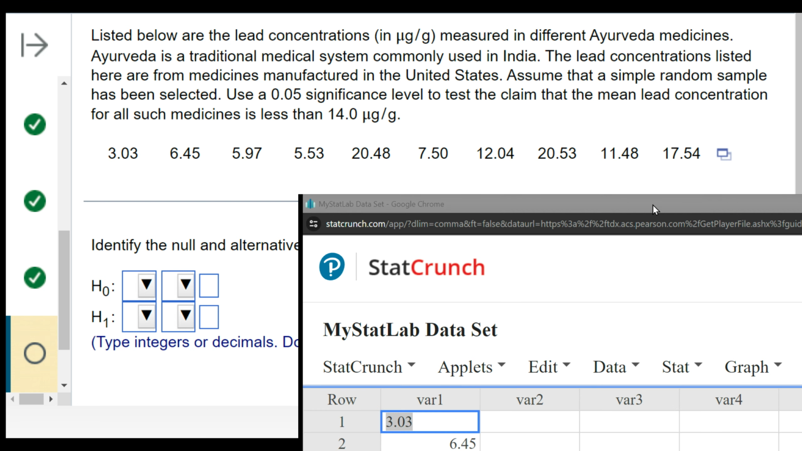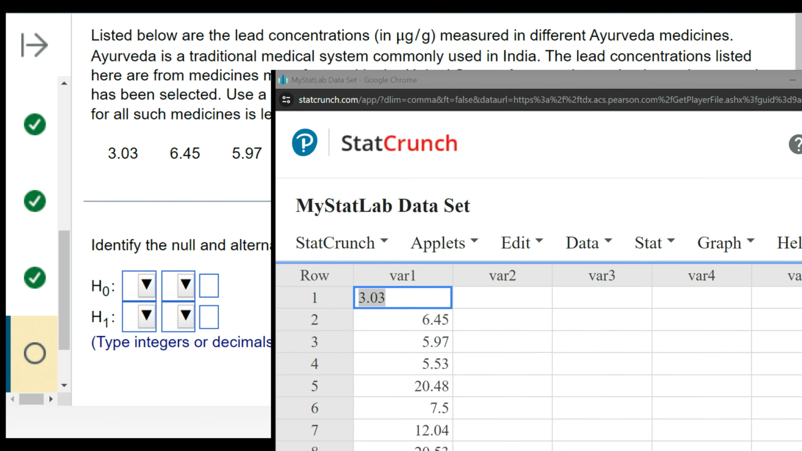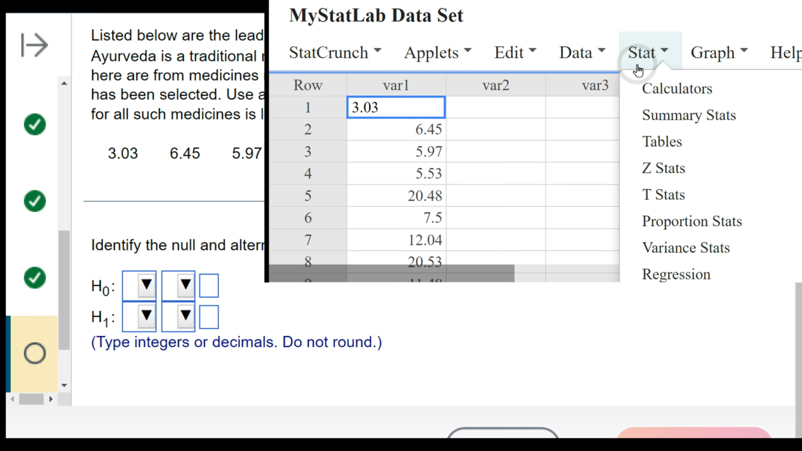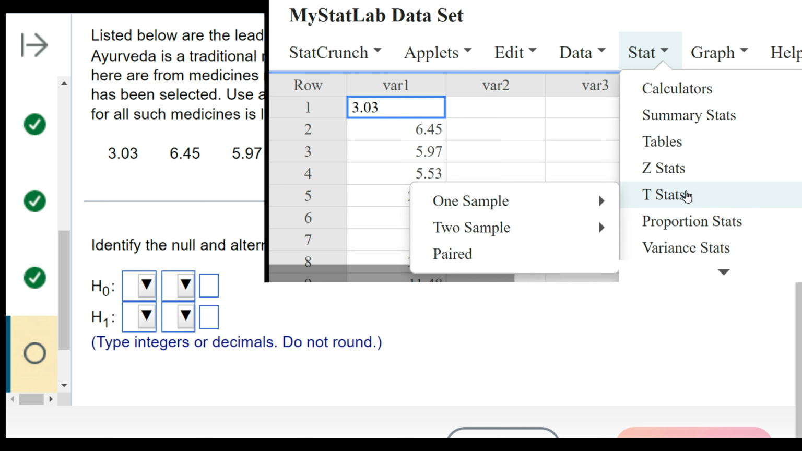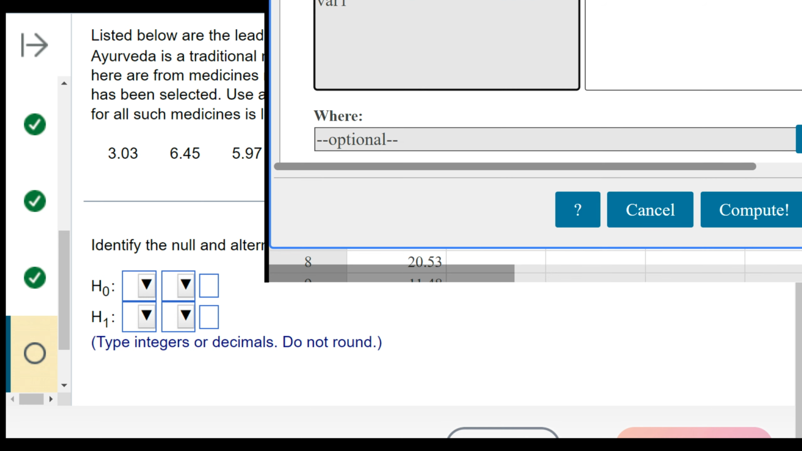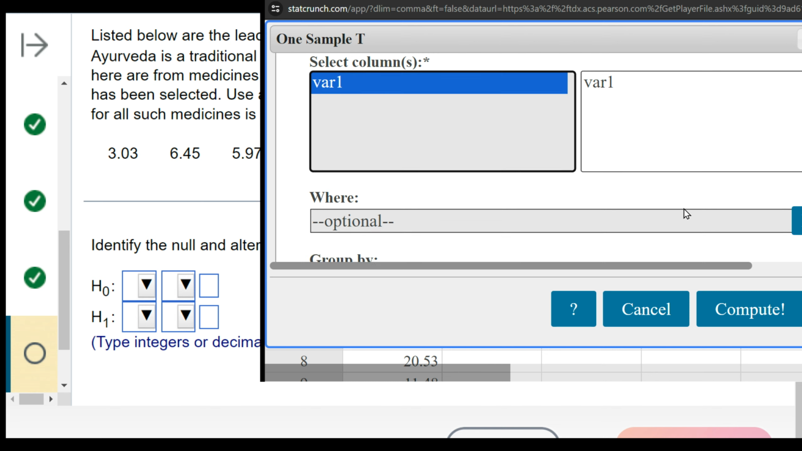All right, so I imported that data into StatCrunch. You can see it right there in that first column. So bang, I have data now. Instead of going to with summary, I can just go to with data. Stat, T-stats, one sample with data. Where's my data located? It's located right there in VAR1.